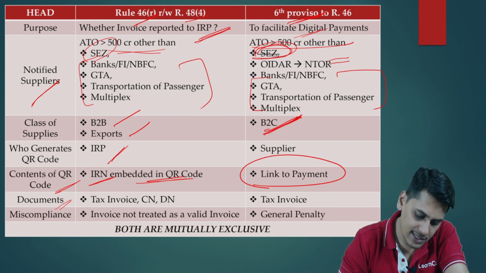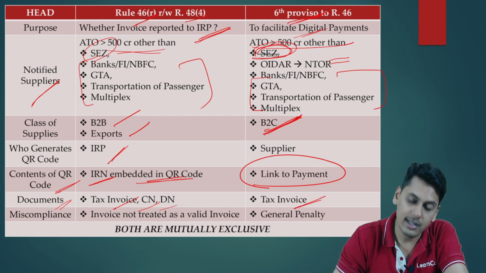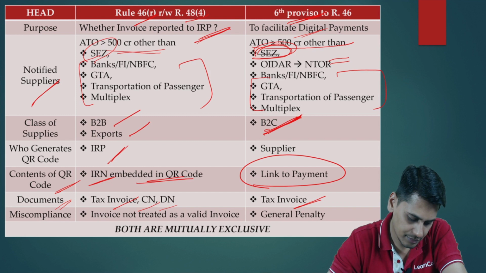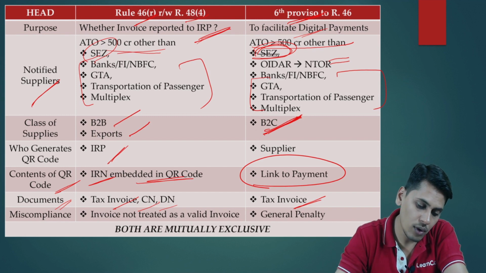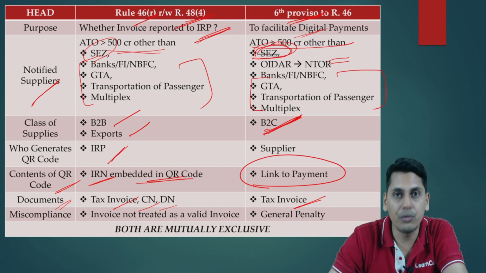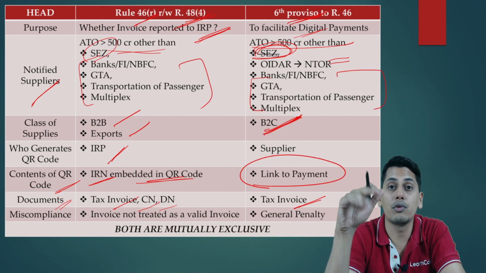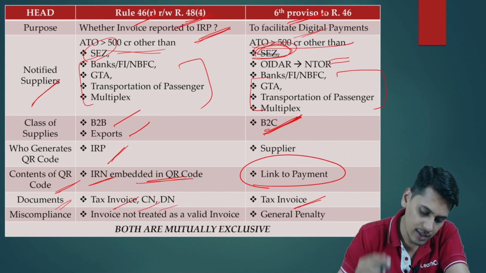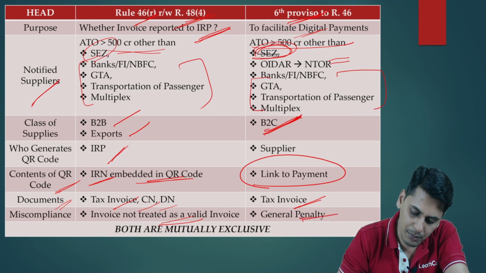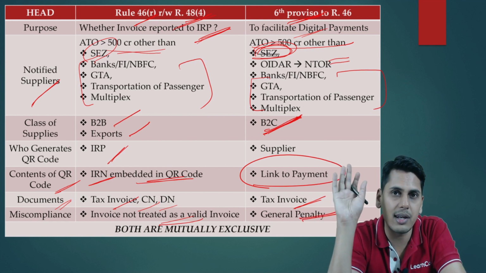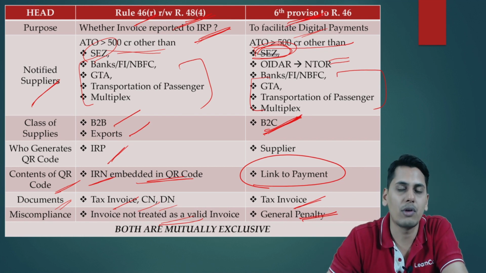Documents, it is for tax invoice, credit note and debit note. Sixth proviso to rule number 46, it is for tax invoice. Miscompliance. In case if invoice is supposed to be issued in accordance with 48 sub rule 4 and if it is not so done, then the invoice shall not be treated as a valid invoice. Here there is no specific penalty which is available. So the general penalty is going to be applicable for miscompliance of sixth proviso to rule number 46.